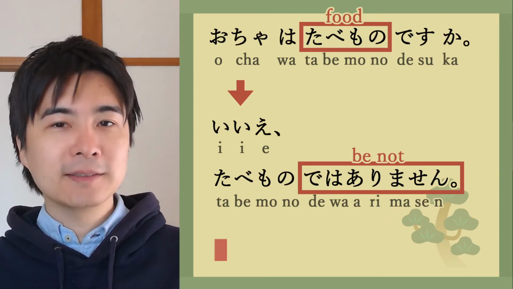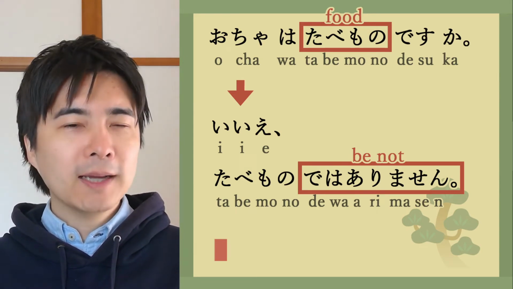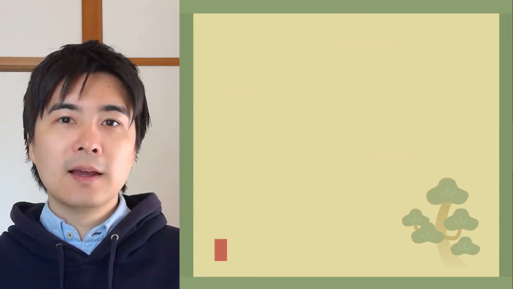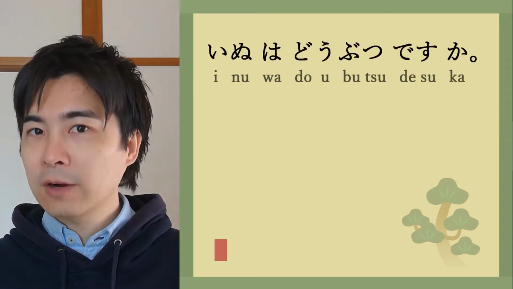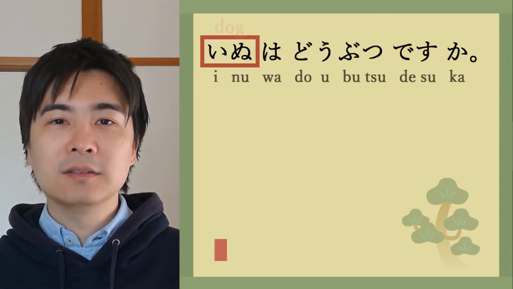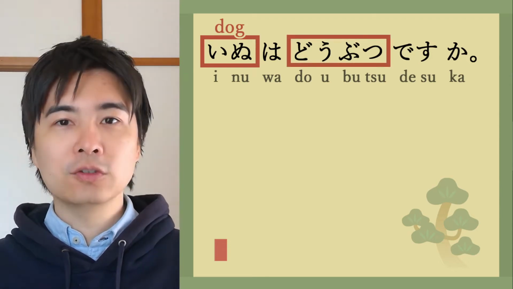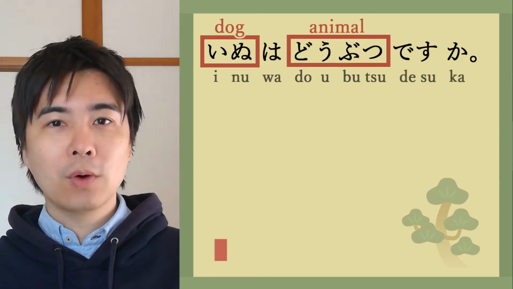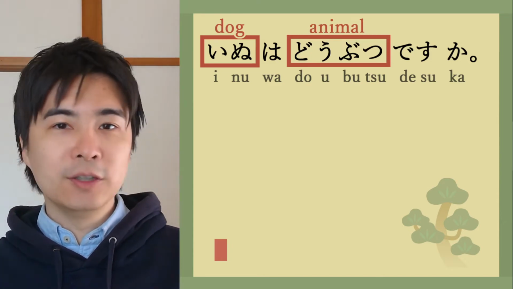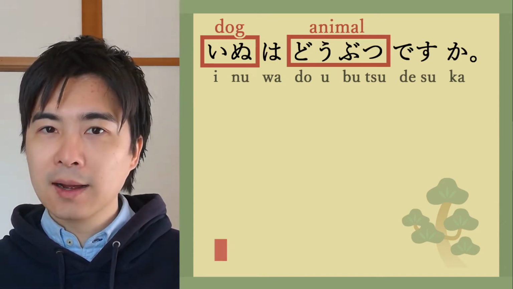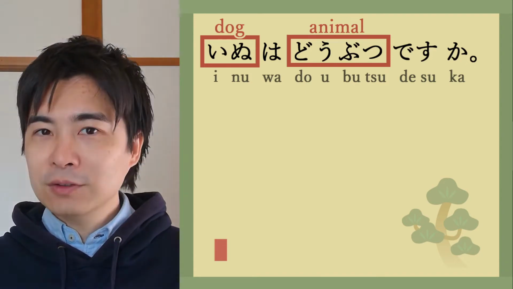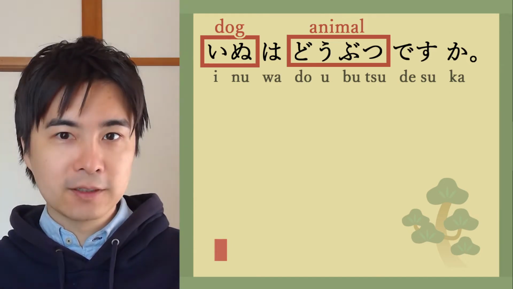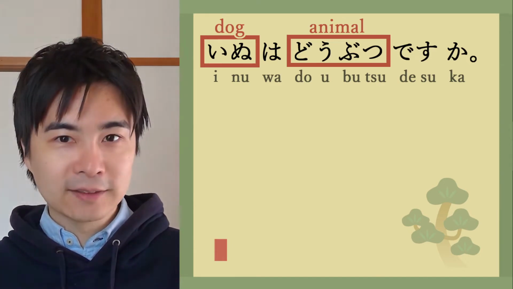Do you understand how to answer the questions? So let me ask some questions regarding this. How will you answer if someone asks you, 犬は動物ですか? To give you a few hints, 犬 means dog, and 動物 means animal. So how will you answer if someone asks you, 犬は動物ですか? If you want to think for a while, please stop this video and think. So I will say the answer.